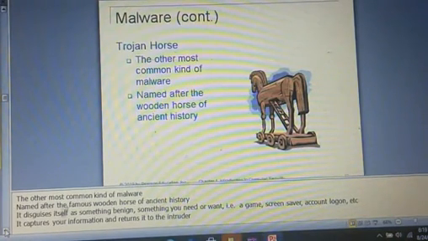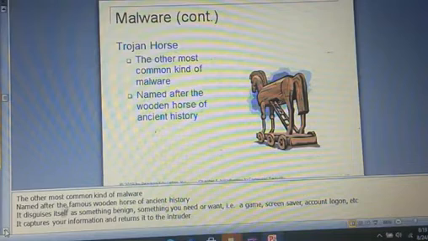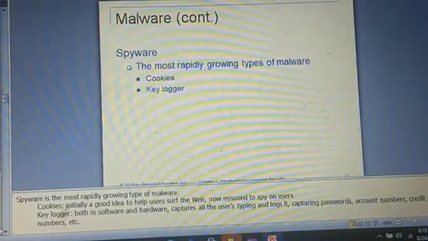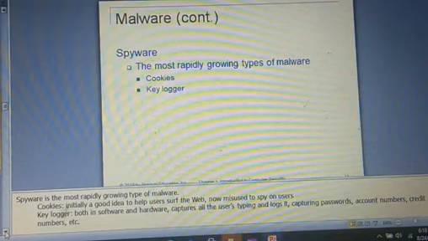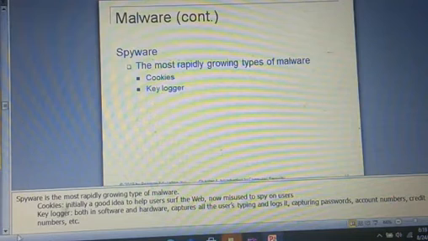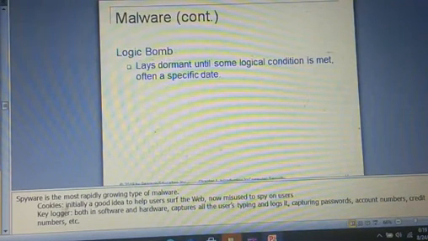It is the other most common type of malware, and this is actually a very dangerous type of malware. It is named after the wooden horse of ancient history. That was where the name Trojan horse was gotten from. And then of course we have spyware, which is the most rapidly growing type of malicious software. And then we have the logic bomb. This is a type of code that is intentionally inserted into a software system.